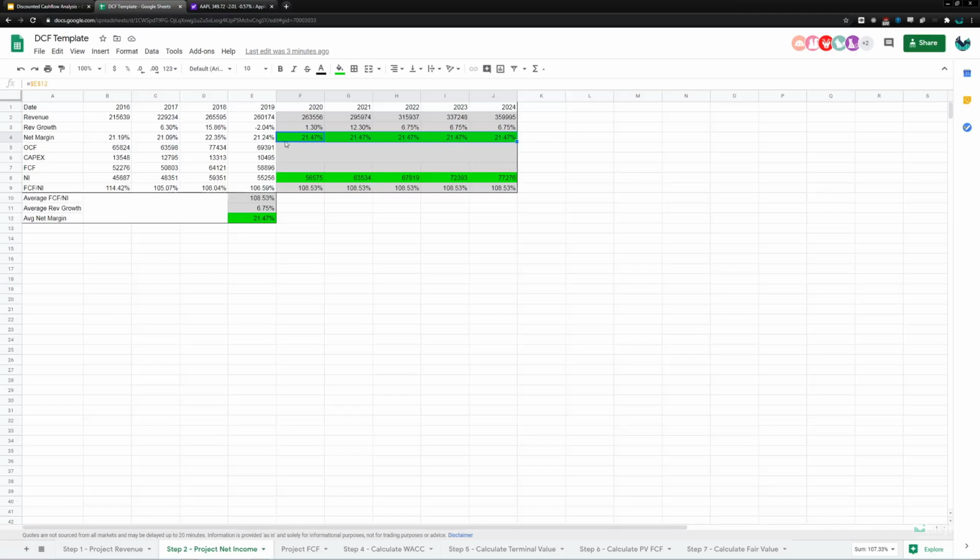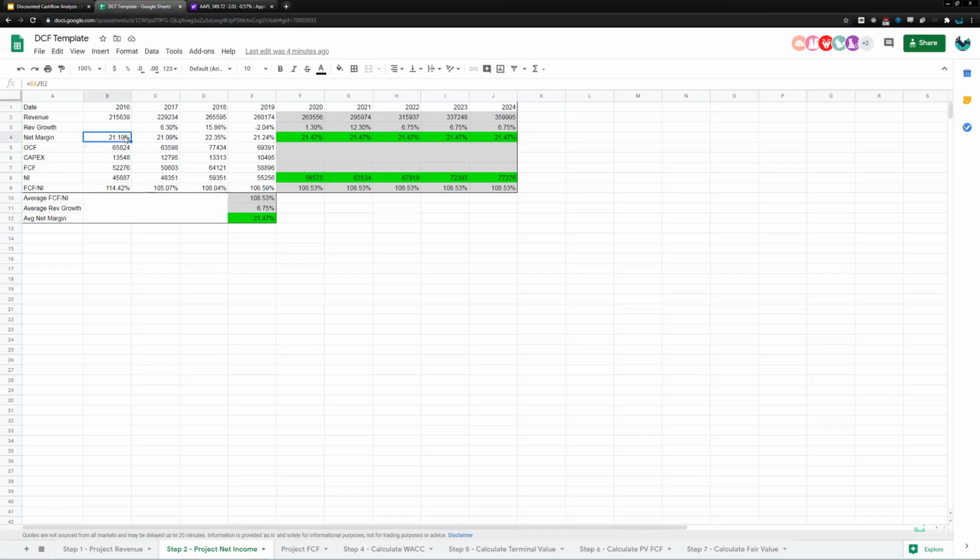So right now, I'm just going to assume that we average all these net margins together and project that out into the future. Now that I have projected revenues, all I need to do is take those revenues, calculate 21.47%, and now I have my projected net income. So this gives us a way to easily project net income as well. That step is pretty straightforward and simple.